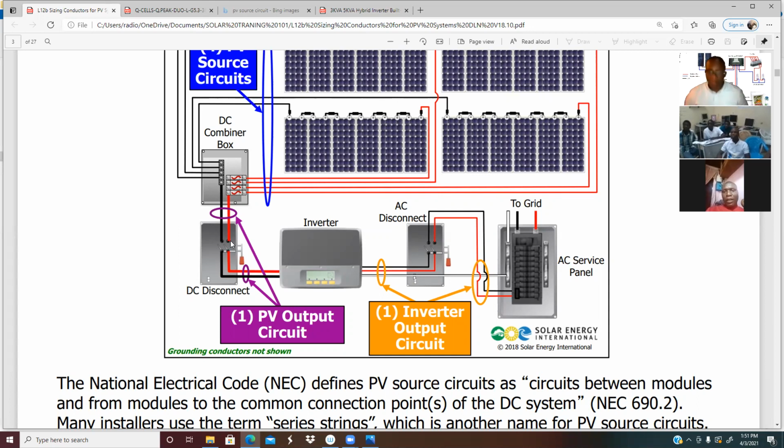You notice that Mohammed kept talking about a charge controller, because Mohammed built a battery-based system. This one here is a grid-tie, called a grid-direct system. They don't have any battery bank.